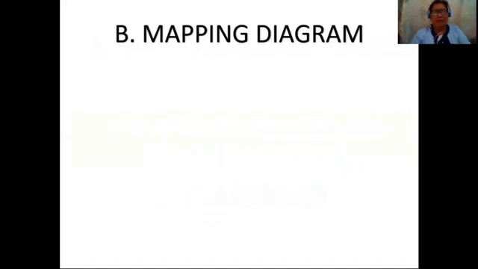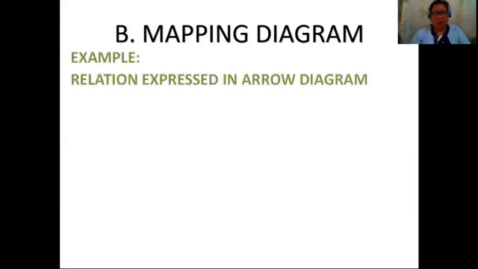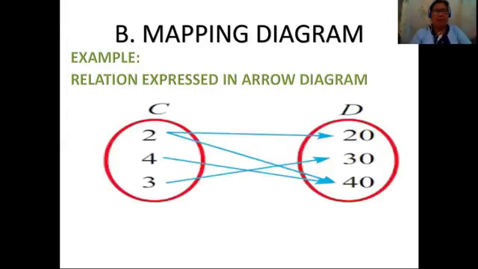Let us have the second representation, using a mapping diagram. For example, we can represent a relation using an arrow diagram. So, look at this. We have set C with elements 2, 4, and 3. Set D with elements 20, 30, and 40.